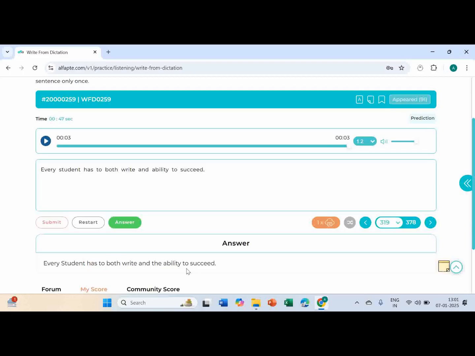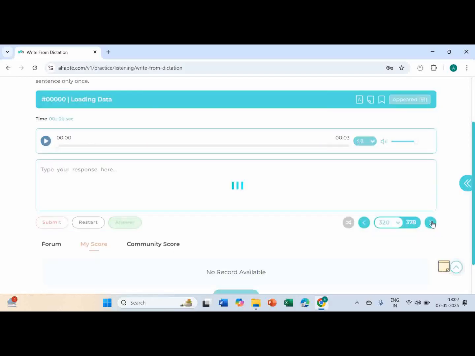So you can write down "the" and "an" and in the end of every sentence, because there is no harm in adding extra words. Means you can add five to six extra words here. So next one.